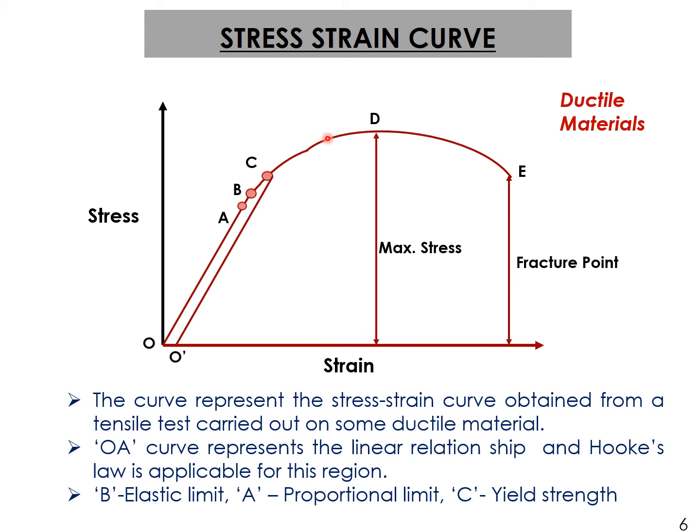This load further increases up to point D. This is the maximum value of the load. At this maximum value, if you divide the load by the cross-sectional area, it will give you the ultimate tensile strength, a very important property of a material. So point D is the point of maximum load, and this load corresponds to ultimate tensile strength.